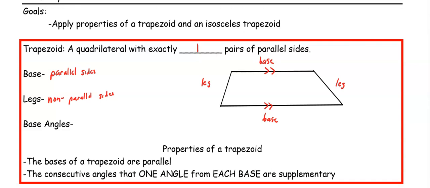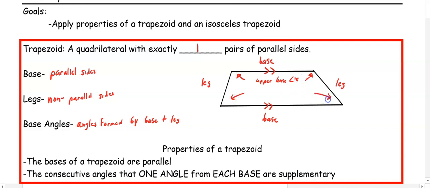The base angles then are angles formed by a base and leg. Now we have two sets of base angles here. These are base angles up here, and they're on the top, so these are going to be our upper base angles. And then we have angles on the bottom here for the lower base, and those are going to be lower base angles.